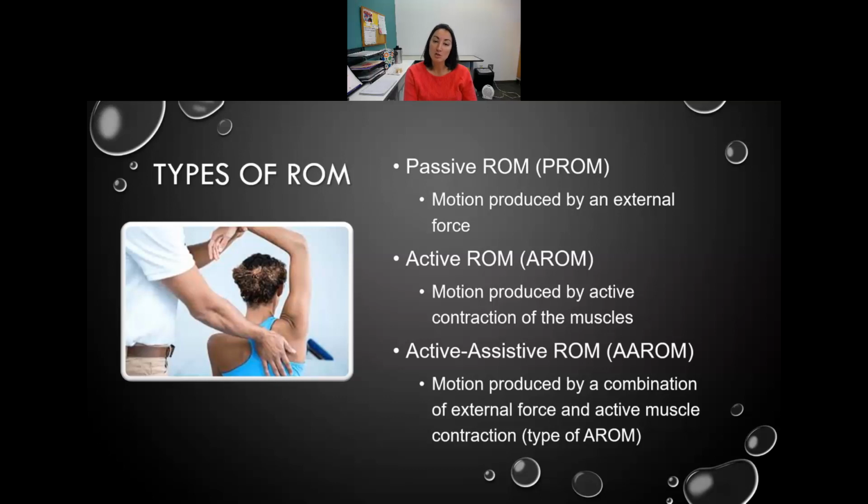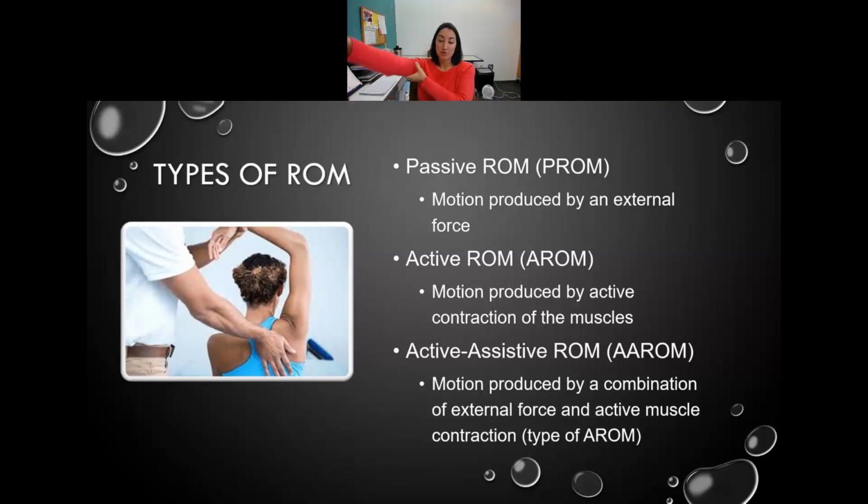Types of range of motion: we have passive, active, and active assistive. Passive range of motion is produced by an external force. This right arm is just hanging out, riding along. The left arm is pulling it up. Active range of motion, the muscles are producing the force. Muscles contract and they pull a bone. There's no external force. With active assistive, it's a combination of both.